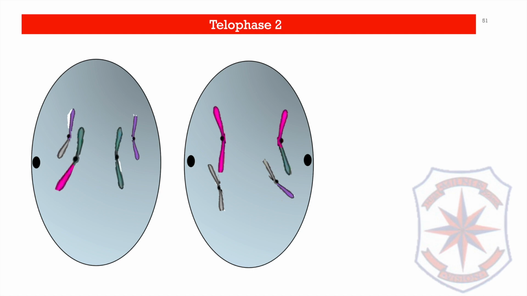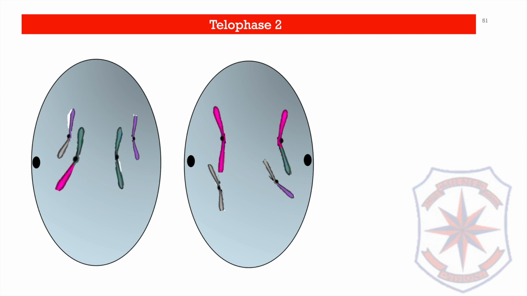Each individual structure, this one and this one, that one and that one, we say they are chromosomes. What's the difference between this one and the chromosome we had before? These chromosomes each contain one chromatid. Therefore, they are unreplicated chromosomes. They are unreplicated chromosomes. Okay?